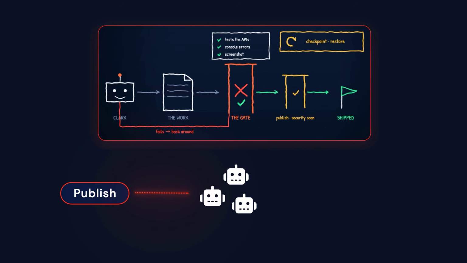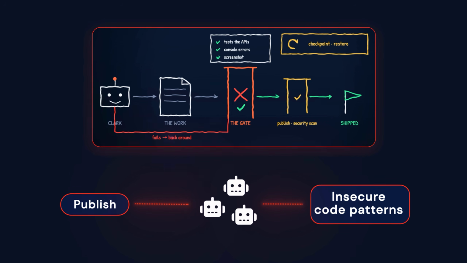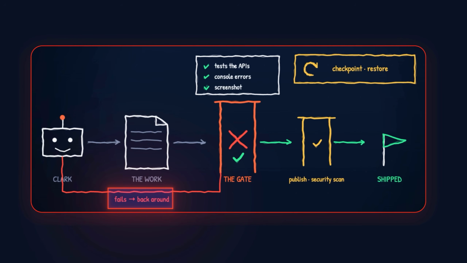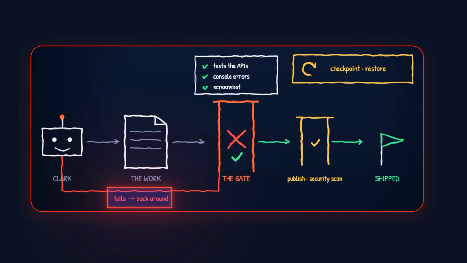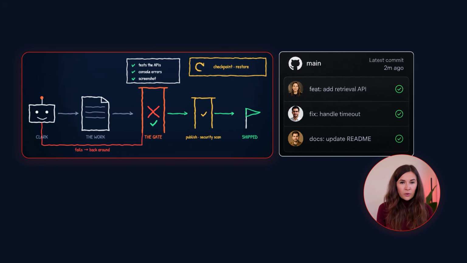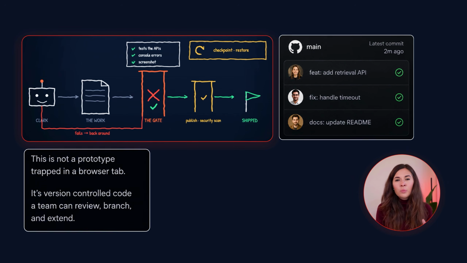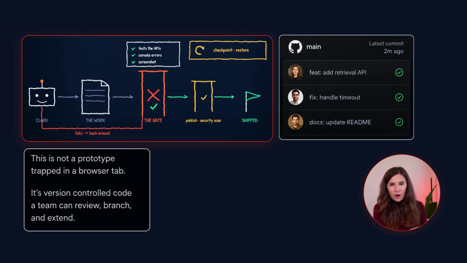But the agent that creates the work should not be the only one checking it. At publish time, a separate set of security agents inspects the actual application artifact for vulnerable dependencies, leaked secrets, and insecure code patterns. If one finds a vulnerable package, it goes back to the build agent and gets fixed before the app is deployed. The project is connected to GitHub from the first generation, so it's not a prototype trapped inside a browser tab. It is version-controlled code that the team can review, branch, and extend.